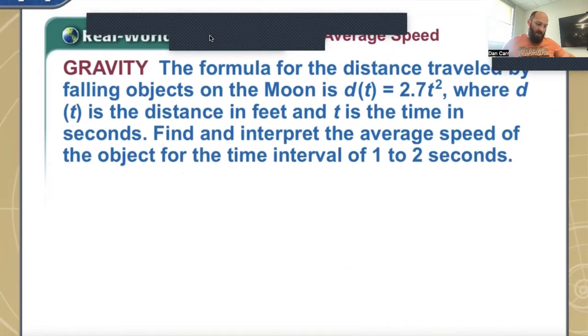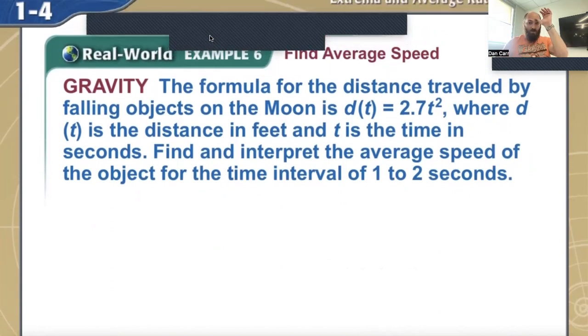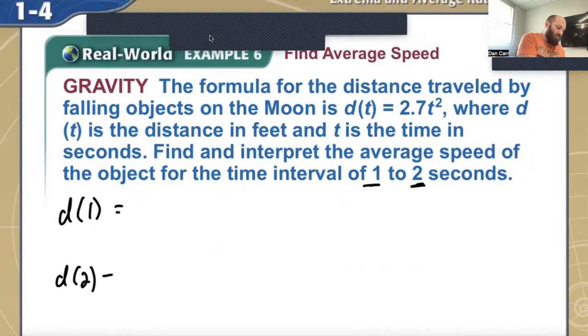All right, I think last example here. The formula for the distance traveled by falling objects on the moon is d(t) = 2.7t², where d(t) is the distance in feet and t is the time in seconds. We want to find and interpret the average speed of an object for the time interval of 1 to 2 seconds. Same thing as before, we're going to find d(1) and d(2).